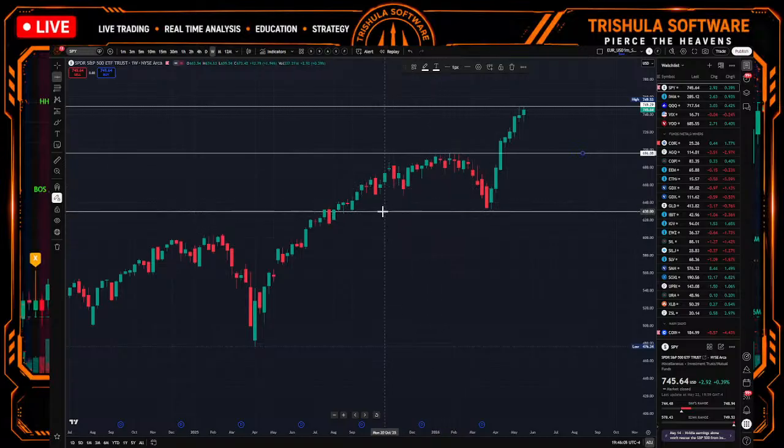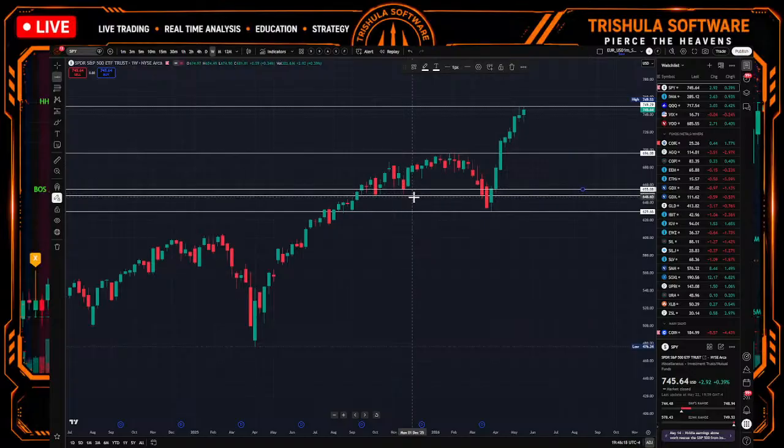So here, I know that I'm going to take a look at this pullback level right here. This was all the way back in November, and I got a nice big wick right here. I'm going to draw two lines right here, and here's why. This tells me this is where buyers exist, just based on how the candle's structured.